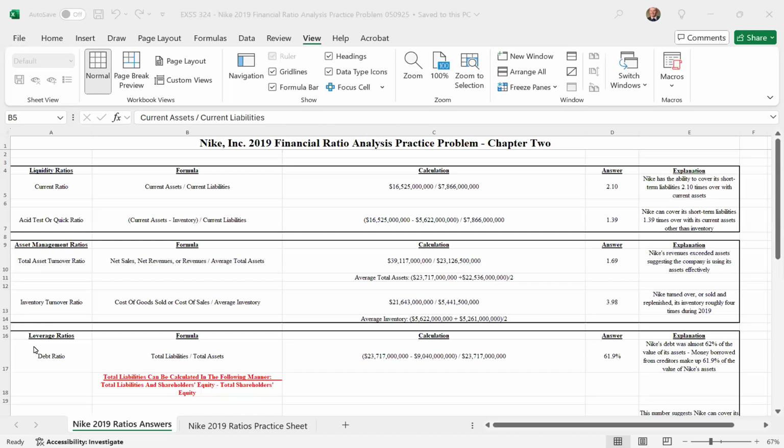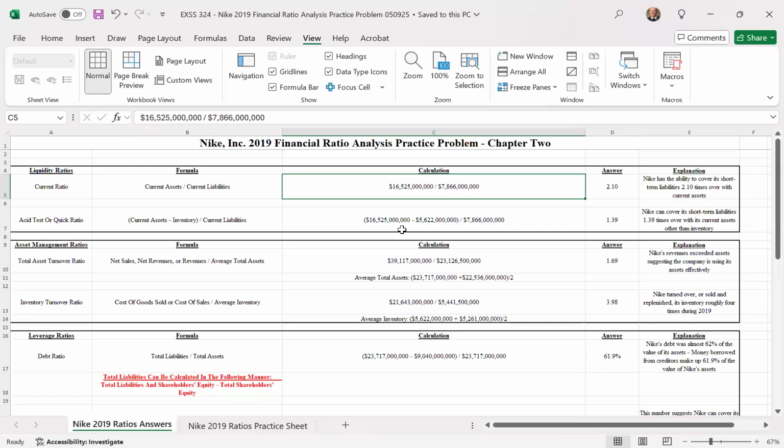So let's get started. The first ratio we're going to look at is the current ratio, which is current assets over current liabilities, so we need to look at the balance sheet. When you look at Nike's consolidated balance sheet, the first thing you will notice in the upper left-hand corner is that it says dollars in millions, which means all of your answers are going to have to be multiplied by a million.